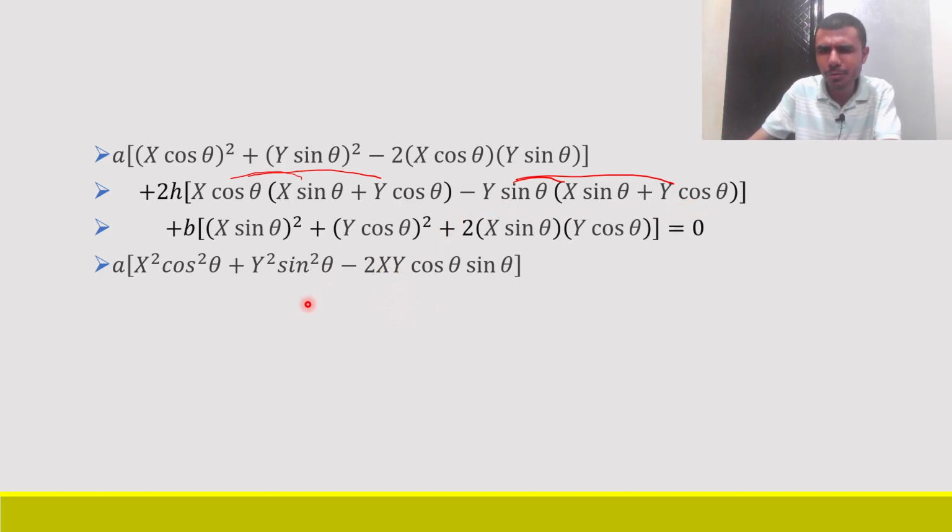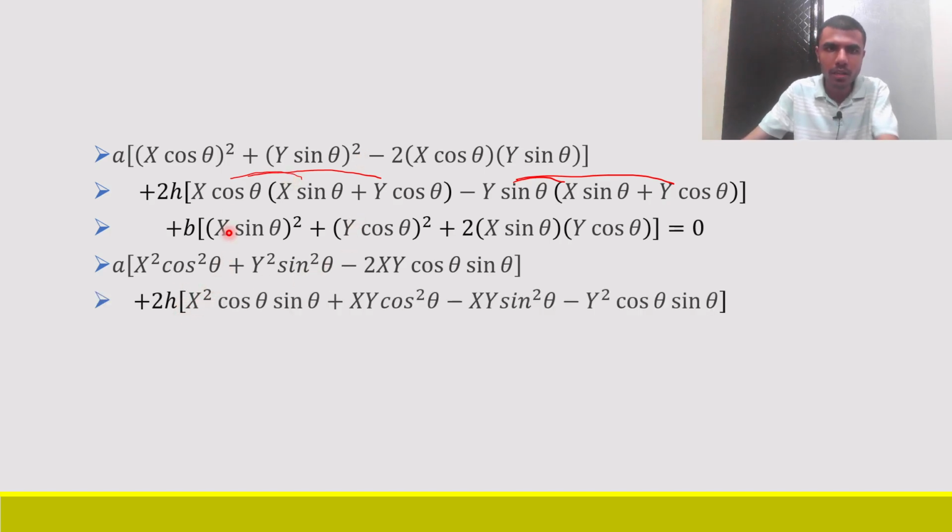If you are feeling a bit bored, you can increase the speed to 1.5 because this is a little tough. I want many to understand, so I'm going a bit slow. So we have 2h into x square cos theta sin theta, xy cos square theta, minus xy sin square theta, minus y square sin theta cos theta or cos theta sin theta, whatever.